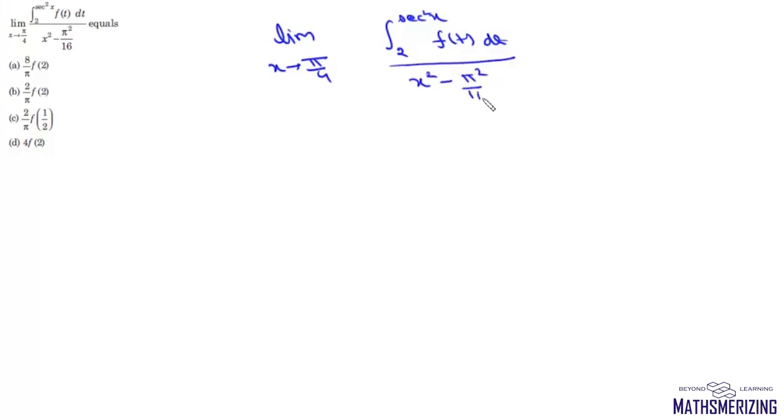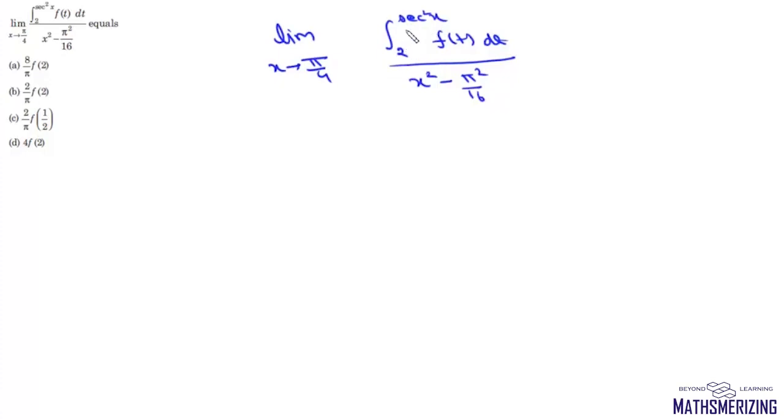Now here the question is, we need to find this limit: x tends to pi by 4, integral from 2 to secant square x of f t dt, upon x square minus pi square upon 16. So we have this limit, x tends to pi by 4, this integral from 2 to secant square x of f t dt upon x square minus pi square by 16. Now we'll put x as pi by 4, secant square pi by 4 will be 2.